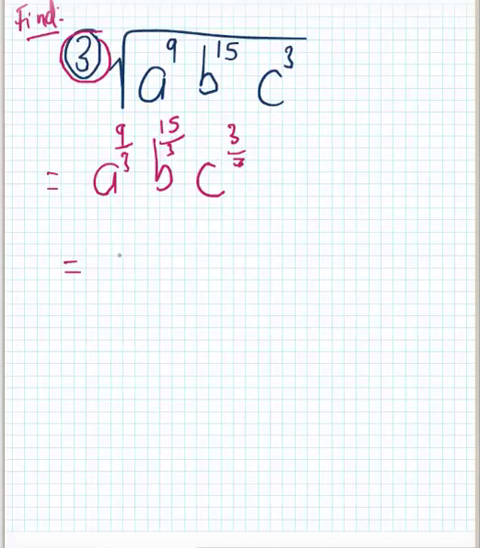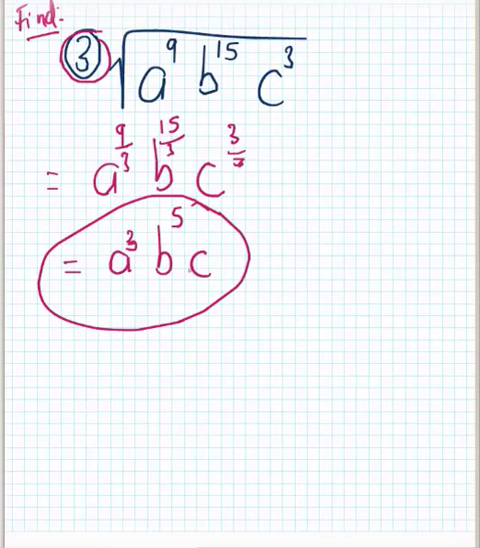9 divided by 3, so we've got A, B, C again. 9 divided by 3 is 3. 15 divided by 3 is 5. And 3 divided by 3 is 1, which can be invisible. And we have found an answer without the radical sign, basically.